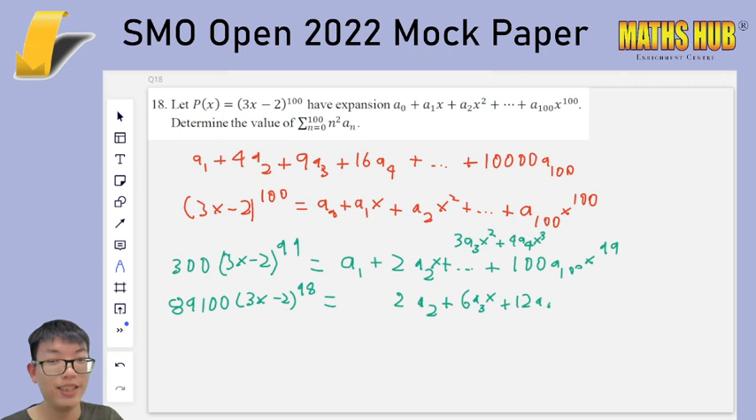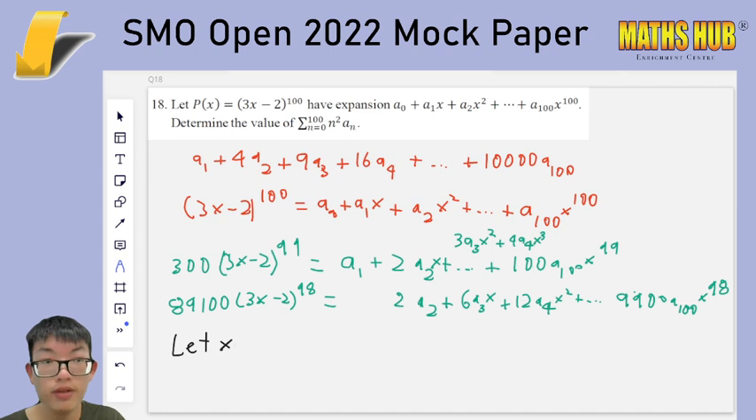Okay, that's really convenient, isn't it? Because it perfectly adds up all the way to the end, and the end would be 9900a100x to the 98. So all we need to do is actually to substitute x equals to 1 into both and add them up. So let x equals to 1 and then sum. The reason why x equals to 1 is fine is because 3x minus 2 is also 1. And you would just get 300 plus 89100 is precisely the thing you want.